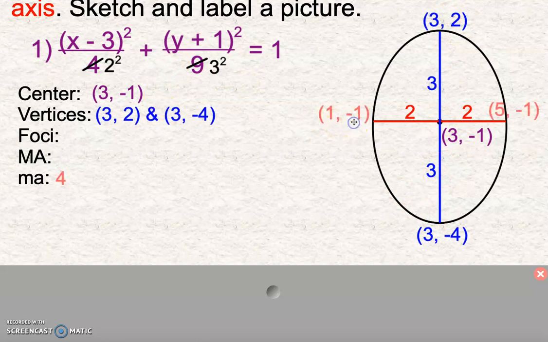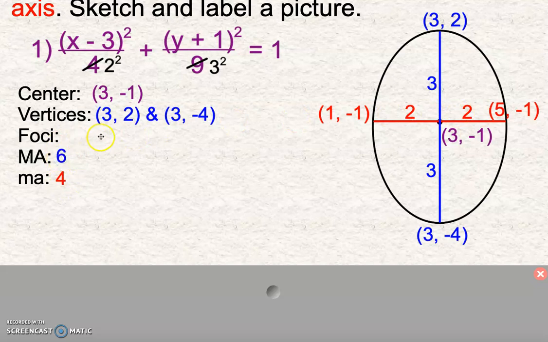And by the way, we could also find the endpoints of my minor axis, although I didn't ask for it. But if you're standing at the center and you go left 2 versus going right 2, you have two different results that affect the x's. By the way, you could also see that my minor axis has a length of 4. My major axis has a length of 6.